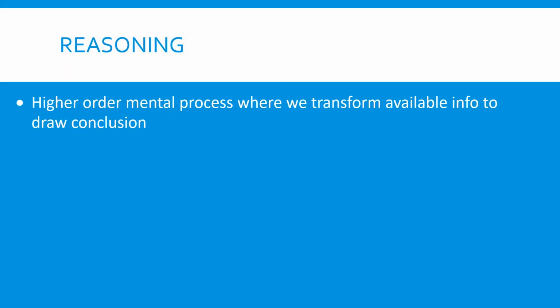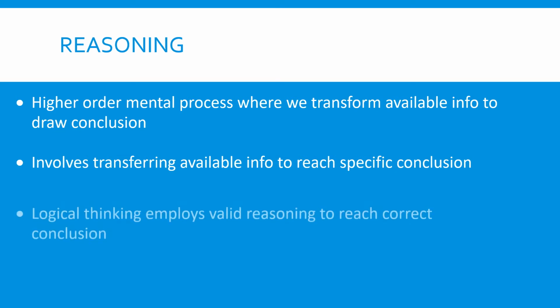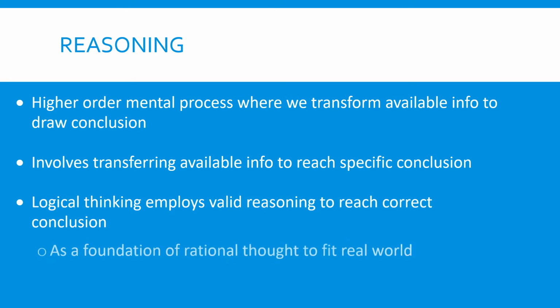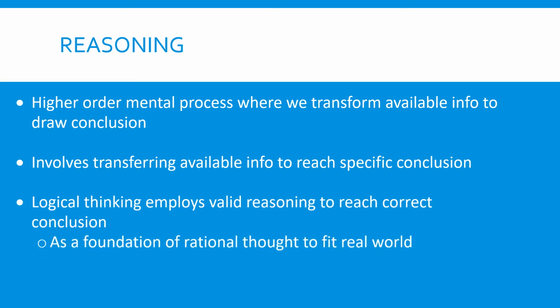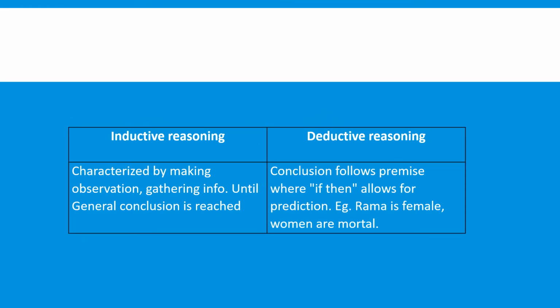Now we have reasoning. It is a higher order mental process where we transform available information to draw a conclusion. It involves transforming the available information to reach a specific conclusion. Logical thinking employs valid reasons to reach a correct conclusion, as a foundation of rational thought to fit the real world. There are two types of reasoning involved, that is inductive reasoning and deductive reasoning.